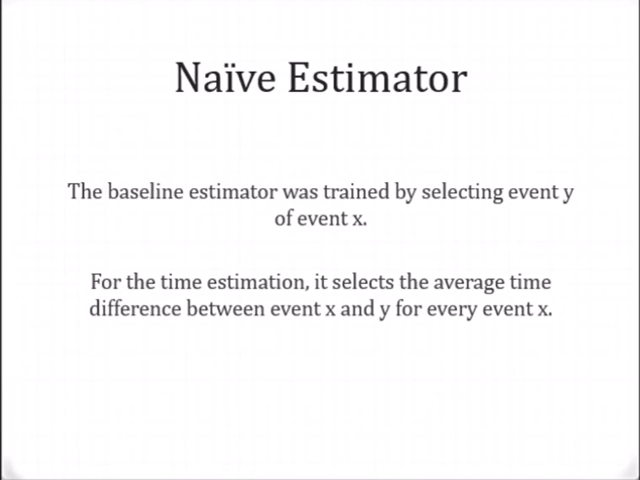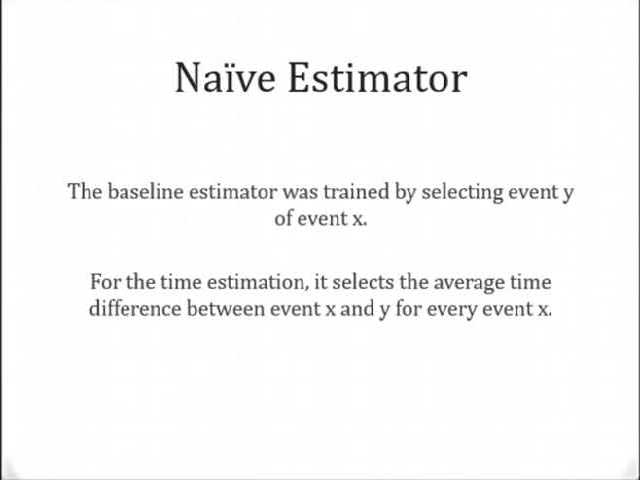The naive estimator is the baseline estimator. The baseline estimator was trained by selecting the most succeeding event Y of event X. For example, for A submitted, the most succeeding event is A partially submitted. For time estimation, it selects the average time difference between event X and Y for every event X. For example, for A submitted, the average time is 582.64 milliseconds.